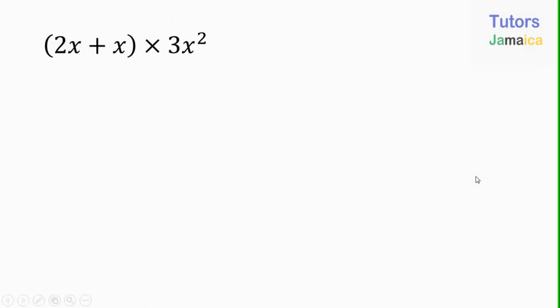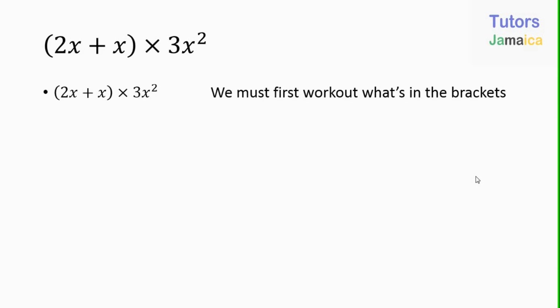Okay, so let's look at this. Open bracket, 2x plus x, close bracket, times 3x squared. So the first thing we need to do is we must work out what is in the brackets. Before we do anything else, we need to work out what's in the brackets. So we say 2x plus x and times 3x squared. So what is 2x plus x? That is 3x. So what we end up with now is 3x times 3x squared.